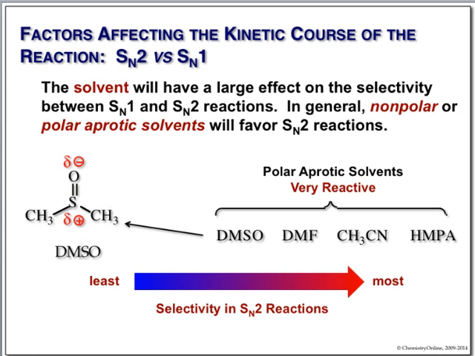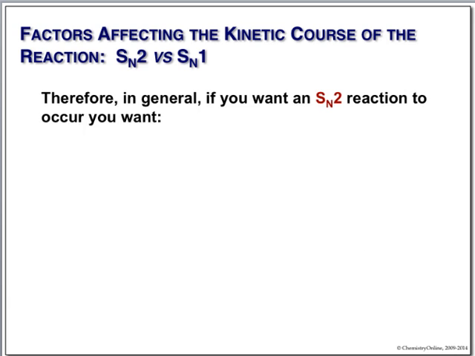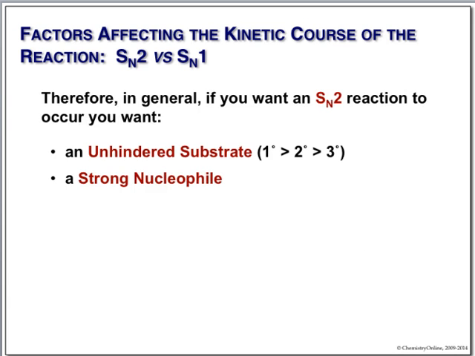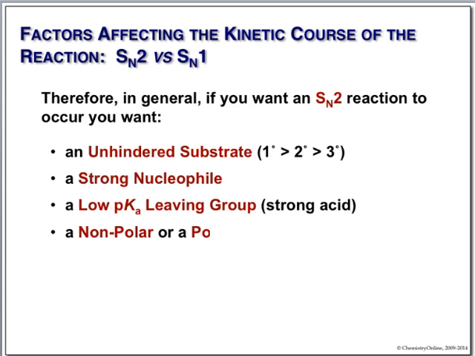This is DMSO. Again, this is what we reduce off. It's very much a magic solvent for SN2. If you see a reaction, and I don't tell you SN2, but I do say DMSO, think SN2. All right. If you want SN2: unhindered substrate, primary is best, strong nucleophile, strong acid, low pKa leaving group, and nonpolar or polar aprotic solvent.